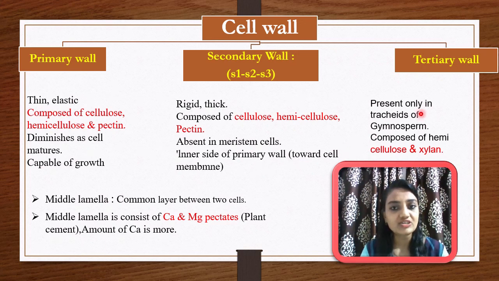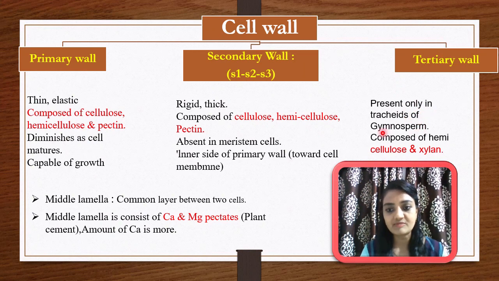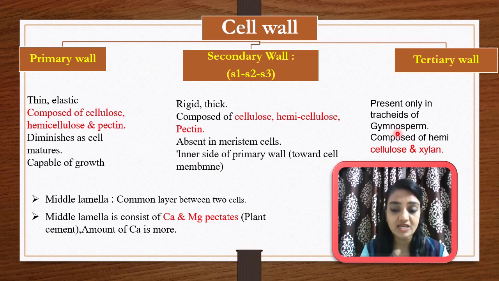Then what is a tertiary cell wall? The tertiary cell wall is only present in tracheids of gymnosperms. Gymnosperm is a group of plants; we will discuss it in chapter number 3. So gymnosperms are one group of plants in which you can see a tertiary cell wall, and it is composed of hemicellulose and xylan. This is the main component of the tertiary cell wall.